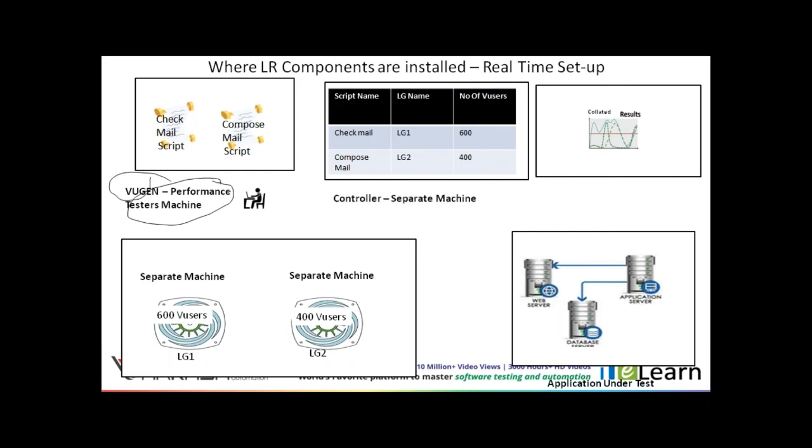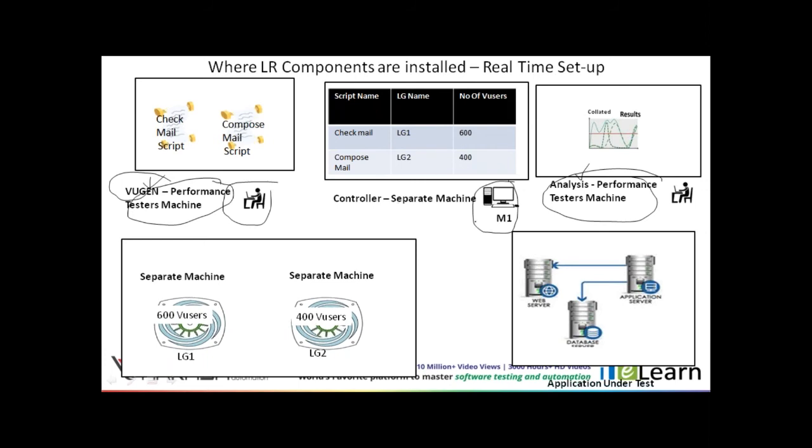Controller, a separate Windows machine. We call it a controller machine. You install this component called controller on a separate machine, and we start calling it a controller machine. Let's say machine 1. You identify any desktop or any virtual machine that the company will give you, install the controller on it, and that becomes the controller machine. Analysis is also on the performance tester's machine.